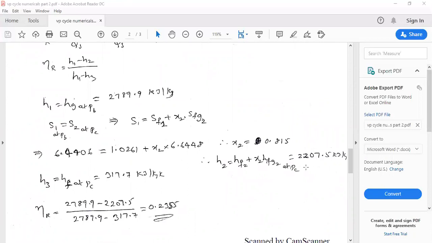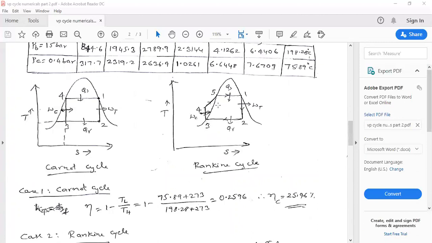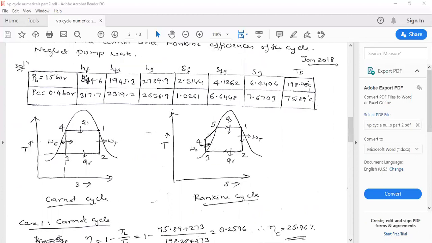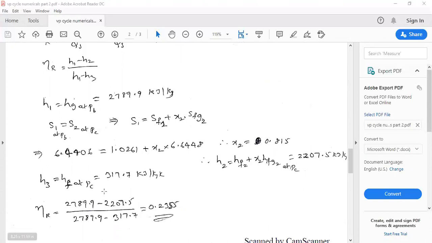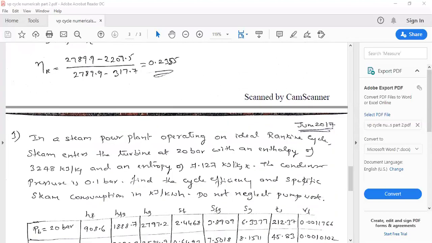Once you get the H2, then go to H3. Where is the 3 point lying? It is on the liquid line. So directly for the condenser pressure, the point lies on the saturated liquid line. So go to the Hf point, that is 317.7. So H3 is 317.7. Then obtain the efficiency. What is efficiency? Turbine work H1 minus H2 divided by heat supplied H1 minus H3. Substitute, you'll get the value of efficiency. This is the Rankine efficiency.